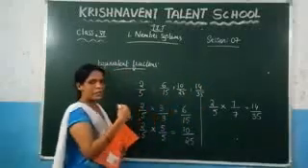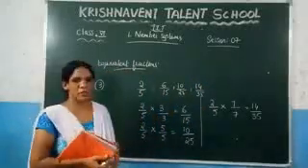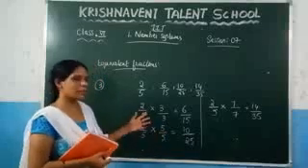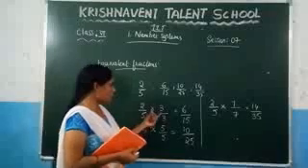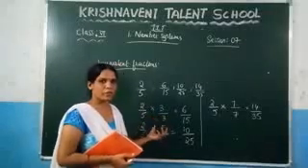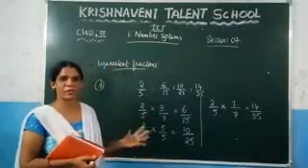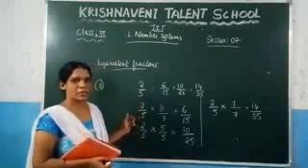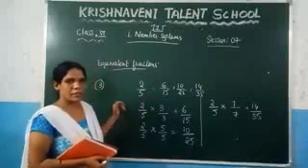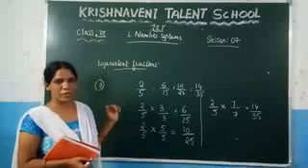Here you can find infinitely many equivalent fractions of the given fraction by multiplying and dividing with the same number. I can multiply 2 by 2, 3 by 3, 4 by 4, 7 by 7, 100 by 100, your wish, so that you will get the equivalent fraction. Like this, you can write the equivalent fractions of the given fraction.